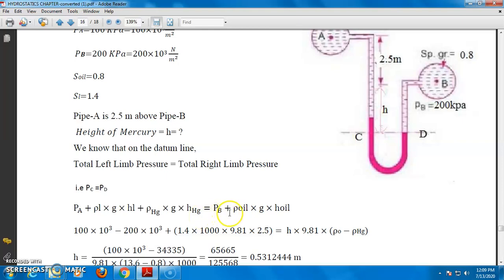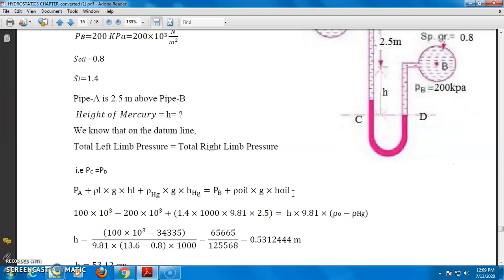Then we will come to the right side. From the right side, this is the pipe B having some pressure, that is PB. So PB plus the density of that oil into G into the height of that oil. Our aim, since this is a differential manometer, is to calculate the pressure difference, that is PA minus PB. Already PA and PB are given, but here in the problem you have to calculate the height of the mercury. So how to calculate?